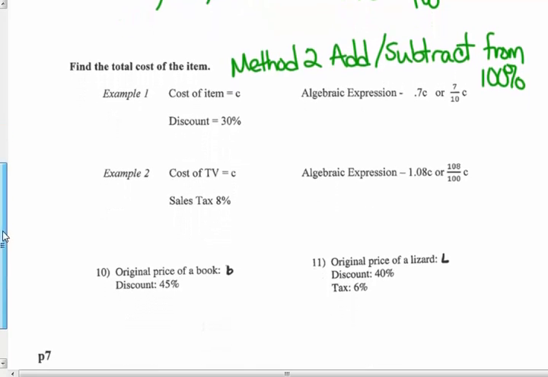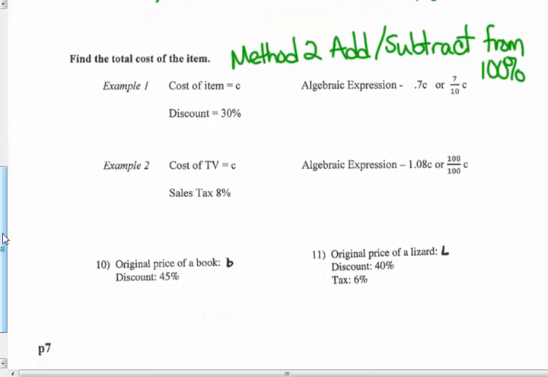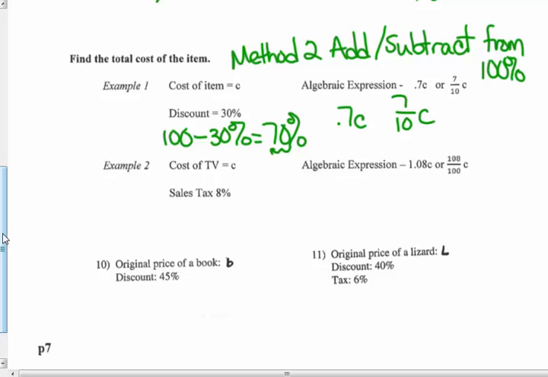Find the total cost of an item. So the cost is C. I don't know. Maybe it's 60, maybe it's 80, maybe it's 90. We're just going to call it C. The discount is 30%. So I'm going to subtract my 30% from 100%. And it gives me 70%. This is method 2. So changing that to a decimal, I get 7/10 times whatever the cost of the item is. Or I could use the fraction 7/10 times the cost. Either way.